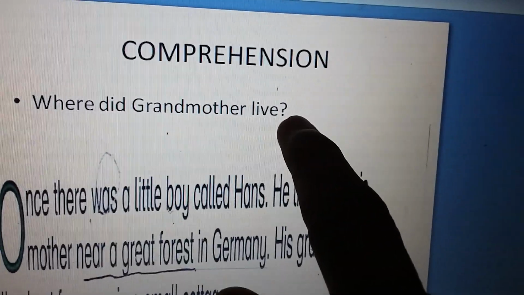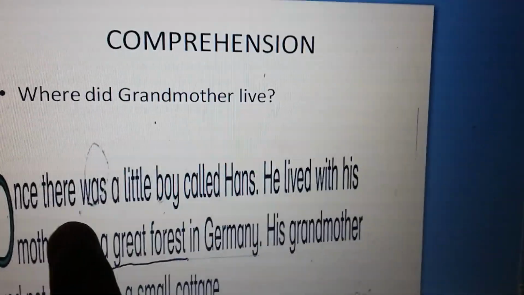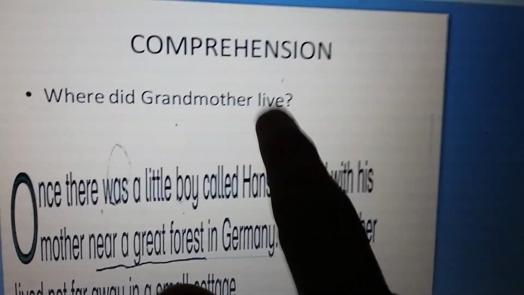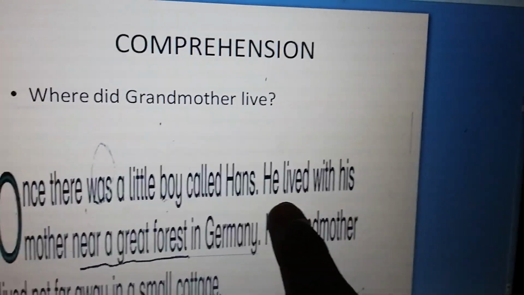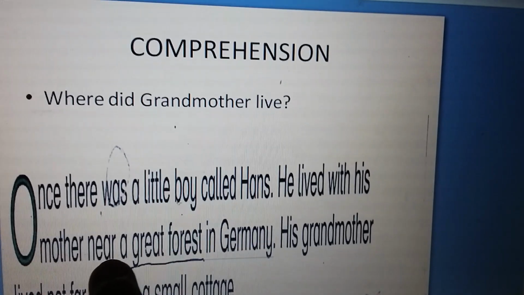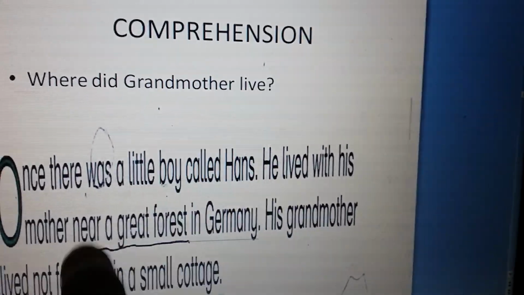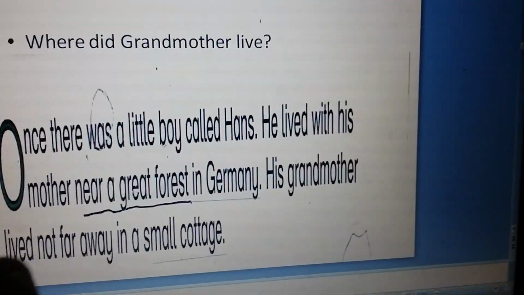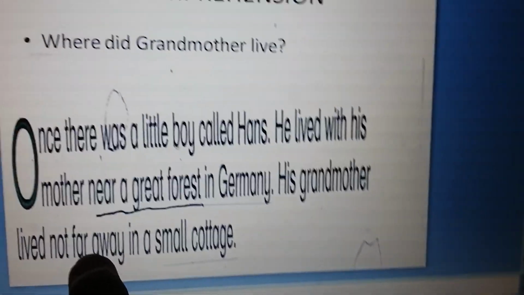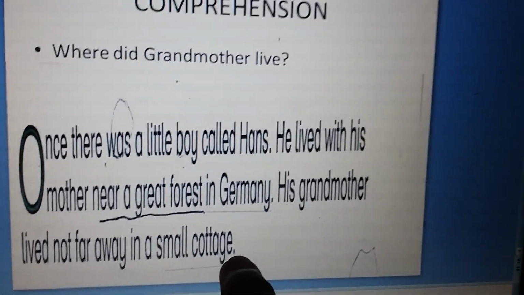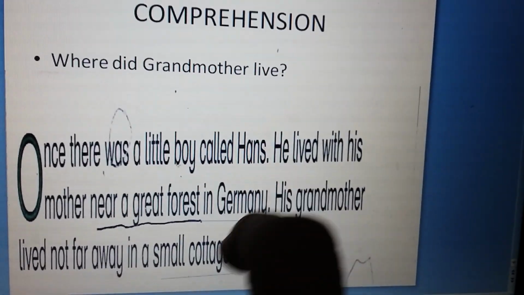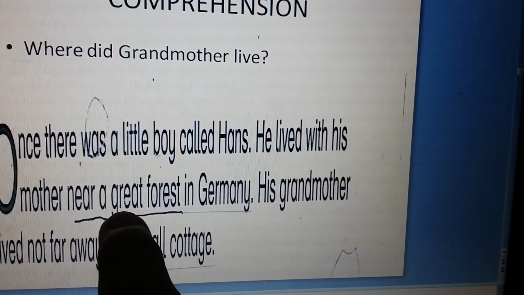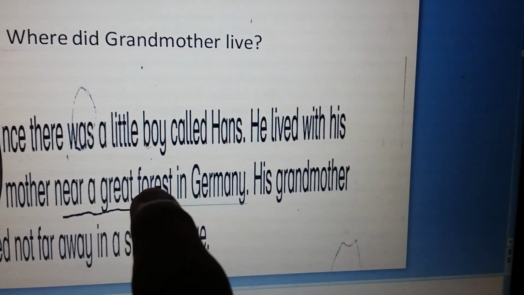Where did grandmother live? Yes, try to read it. Once there was a boy called Hans. Is it the answer? Where did grandmother live? He lived with his mother near a great forest. His grandmother lived not far away in a small cottage. It means that if his house is near a great forest, his grandmother's house is near the great forest.